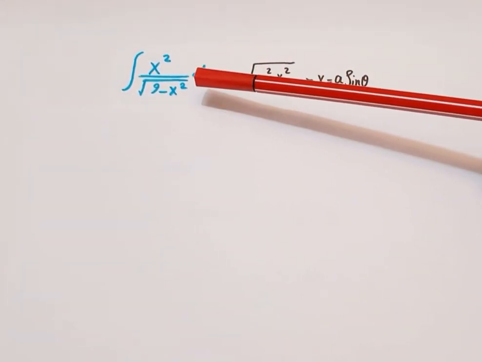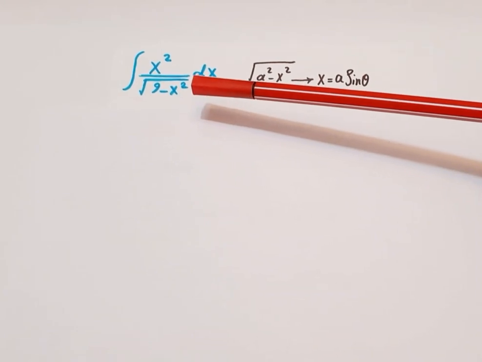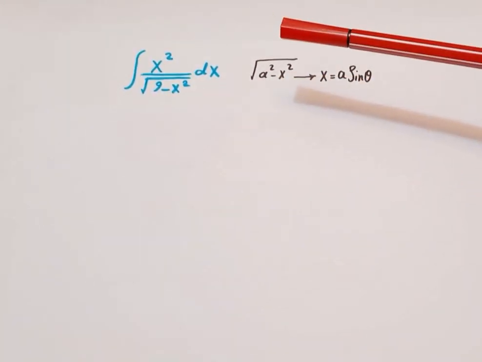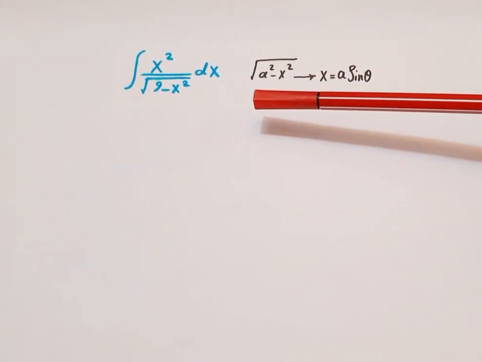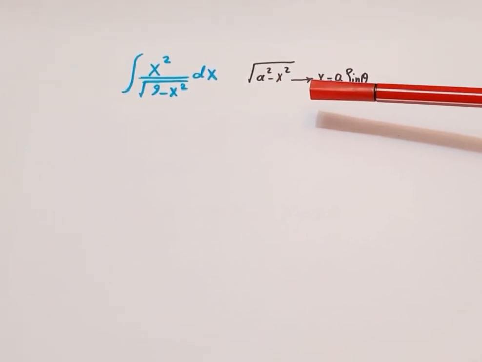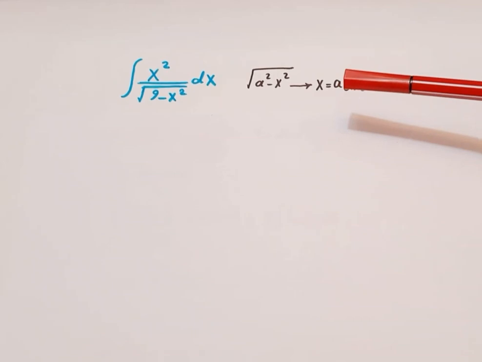Let's solve it. If we have the integral of x squared over the square root of 9 minus x squared dx, we want to find this integral. Before we solve this, we know that if you have a square root of a squared minus x squared, it's better to write x as a times sine theta.